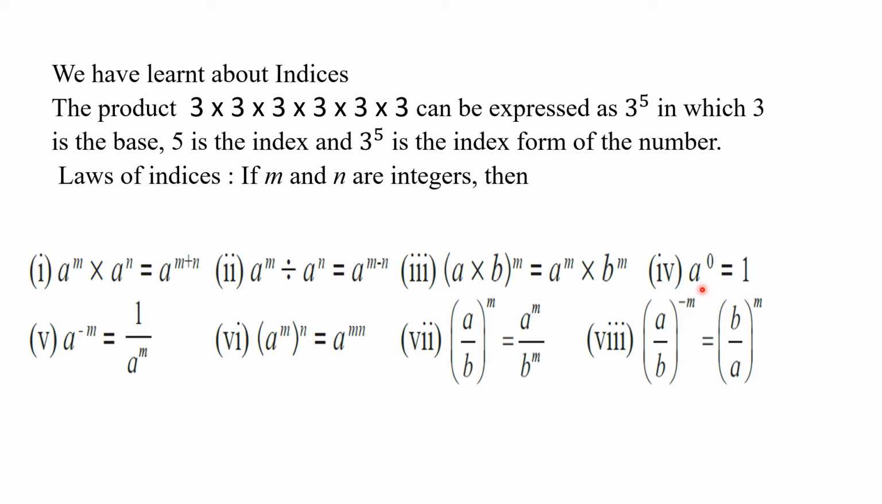Rule 4, a raised to power 0 is equal to 1. Rule number 5, a raised to power minus m is equal to 1 upon a raised to power m. Rule 6, in bracket a raised to power m bracket complete raised to power n is equal to a raised to power m into n. Rule number 7, in bracket a upon b bracket complete raised to power m is equal to a raised to power m upon b raised to power m.